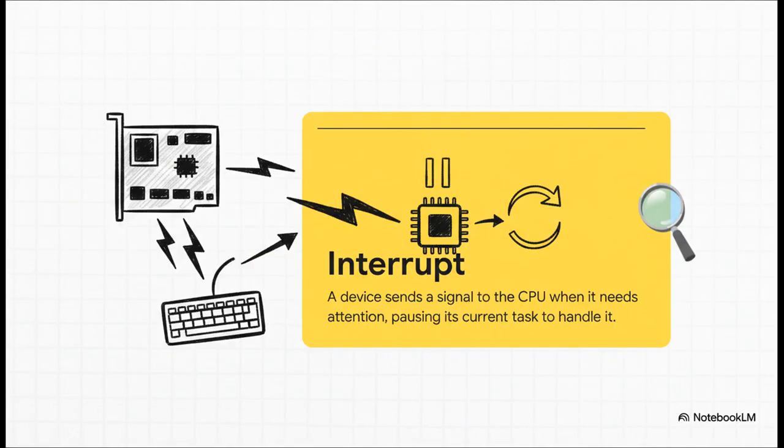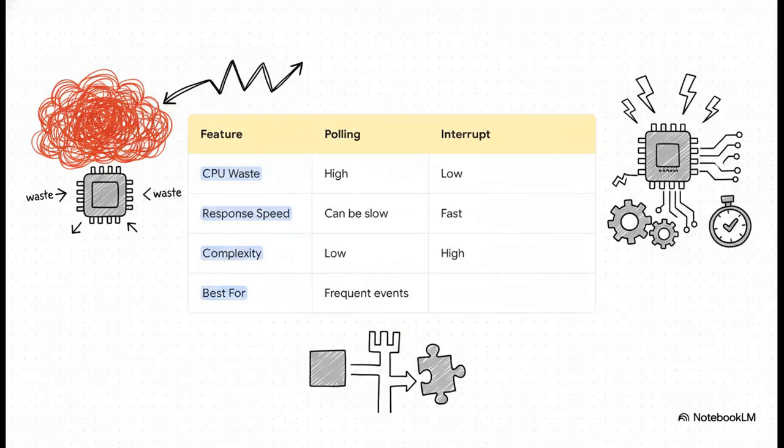Now, an interrupt completely flips that script. Here, the CPU doesn't ask, it gets told. When that network card receives a new chunk of data, the device itself sends a signal, literally an interrupt, to the CPU. The CPU then gracefully pauses what it was doing, handles the new request, and then jumps right back to where it left off. It's way more efficient because it lets the CPU do actual, useful work instead of just checking in all the time.